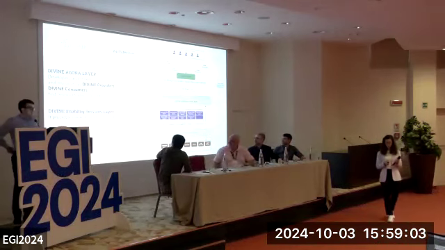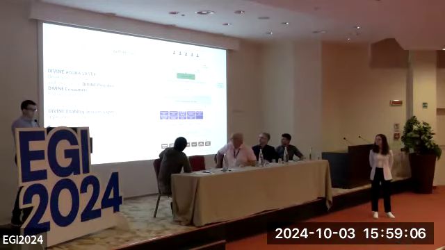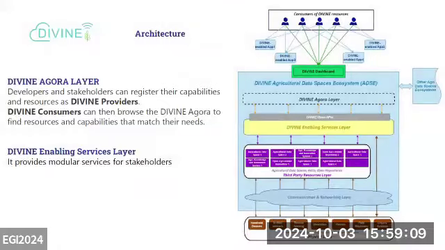Okay. So, as we can see, the architecture of DIVINE is... the projector is not very clear, but the blue square in the middle is the agricultural data space ecosystem, of course. It's the core, the main focus of the project. So an ecosystem of agricultural data spaces. We want to allow interoperability between the data spaces of, of course, the agricultural industries, but in general, between different data spaces.